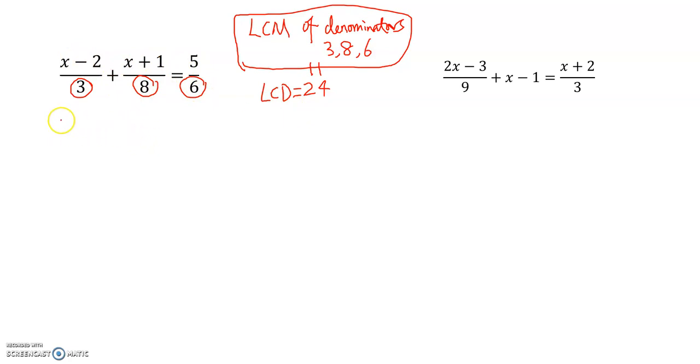Again, we have to remember one of the properties we talked about before. When we have an equation, we have two sides, and we need to make sure we always do exactly the same thing to both sides. So this time I'm going to multiply the left-hand side by 24. The left-hand side is this whole thing, two fractions. And I'm also going to multiply the right-hand side by 24.